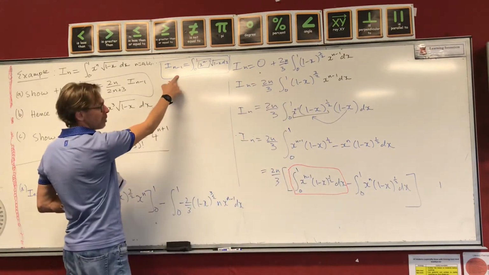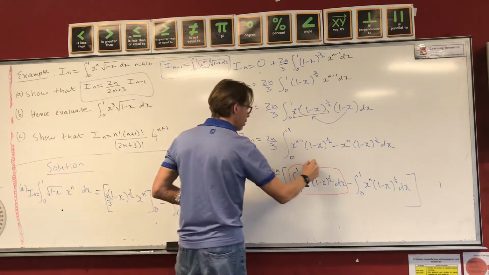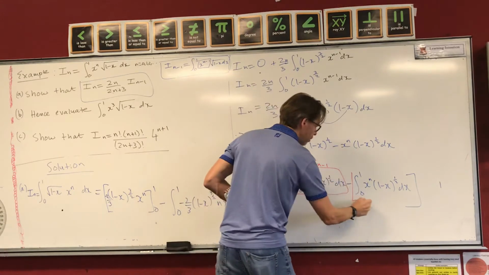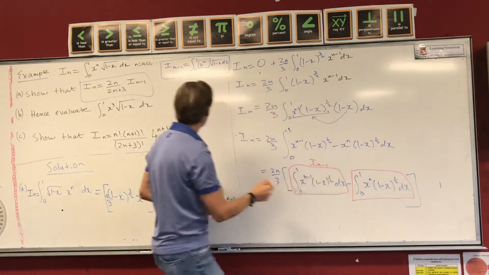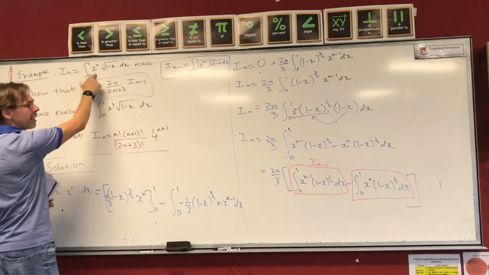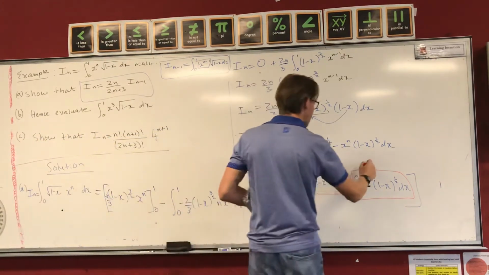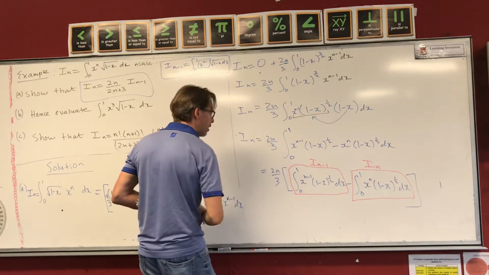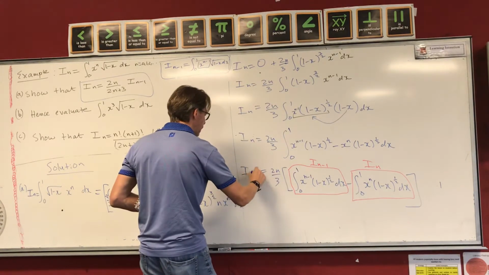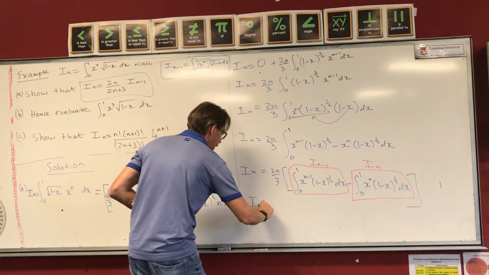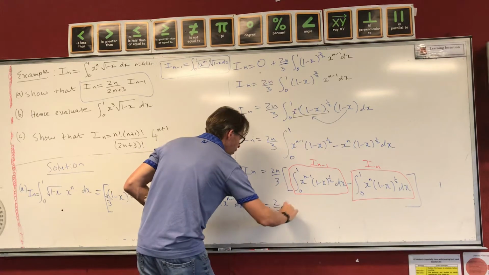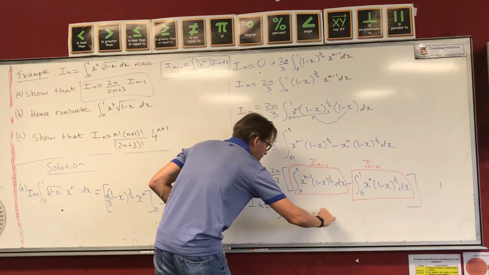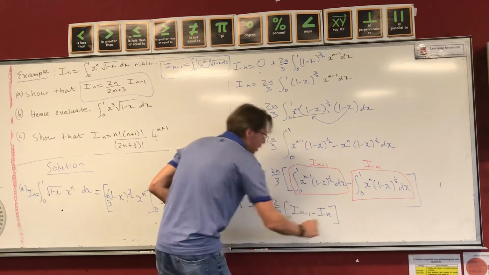That is I n minus 1. It's exactly what we wanted. So I n minus 1. And what about this integral? That integral is I n. Okay, so I've got I n here. So this whole thing is equal to I n. So now I can go I n equals 2/3 I n minus 1 minus I n.